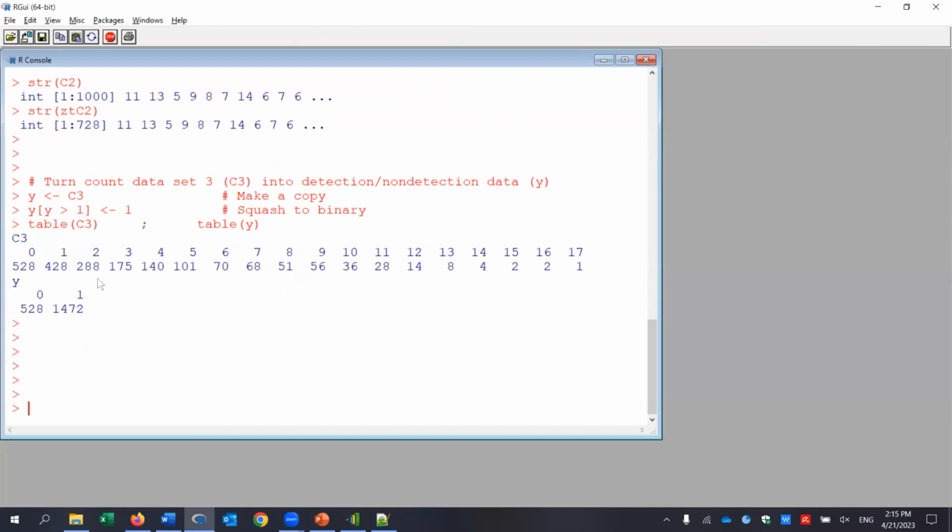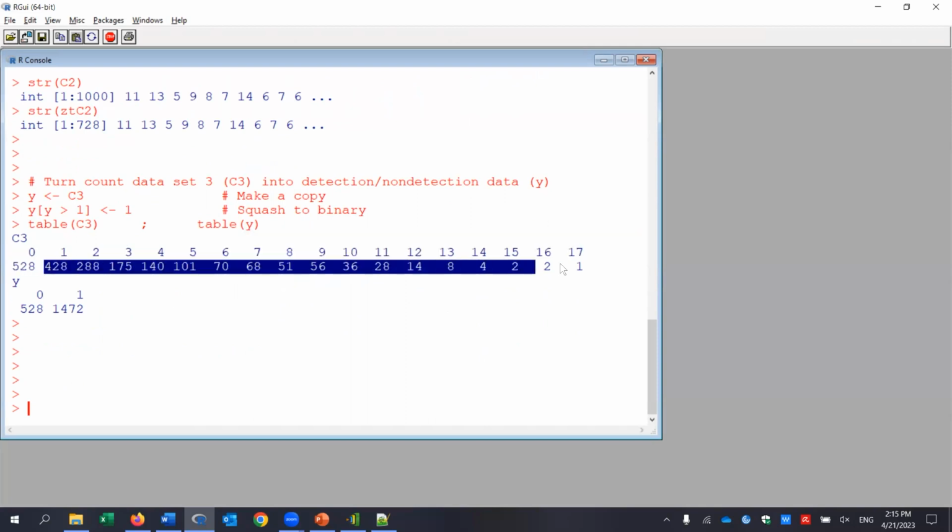So for the original regular data, when I quantize them, when I squash them to binary data, I keep the 528 zeros, but all of the other ones get reduced to just 1, meaning a detection, meaning a presence.